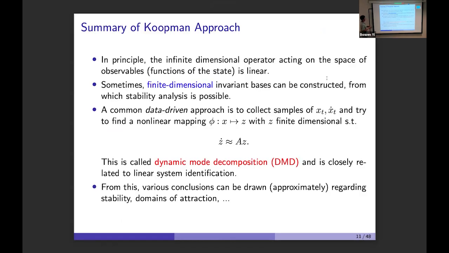Okay, so let me briefly summarize the Koopman approaches. In principle, it is an infinite dimensional operator acting on a space of observables, so the functions of the state space. But sometimes a finite dimensional invariant basis can be constructed from which stability analysis is possible. There's a very commonly used data-driven approach: collect samples of the trajectory x(t) and its time derivative x dot(t), and try to find the nonlinear mapping phi from x to z, with z finite dimensional, usually higher dimensional. And we can use some optimization to get the matrix A, and we call this the dynamic mode decomposition approach. This is very useful in approximately getting some system properties like stability, domain of attraction, and many other topics.